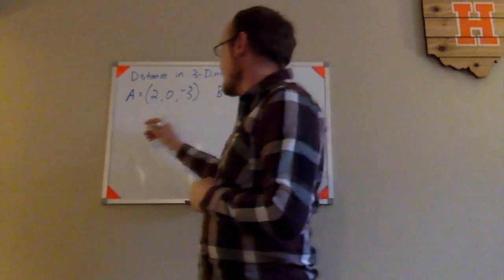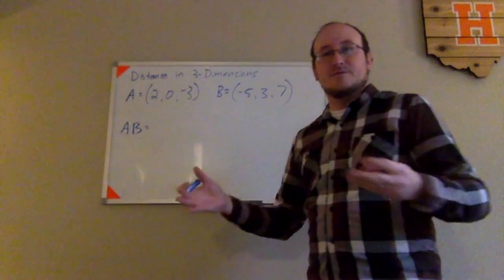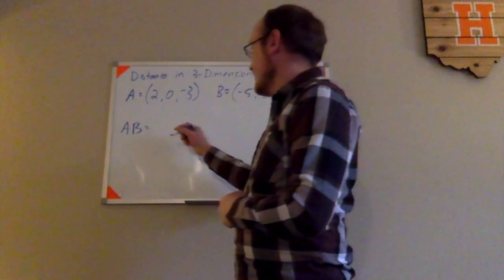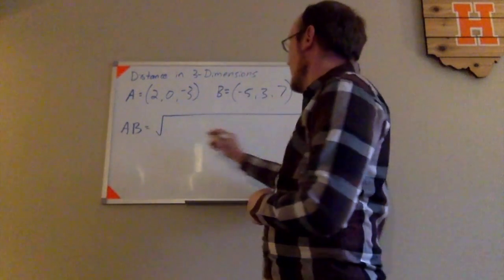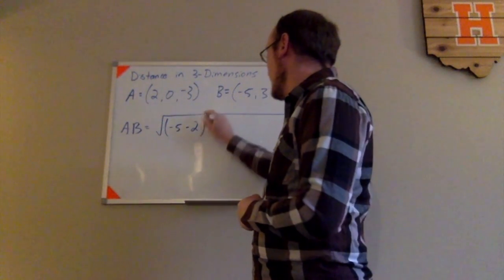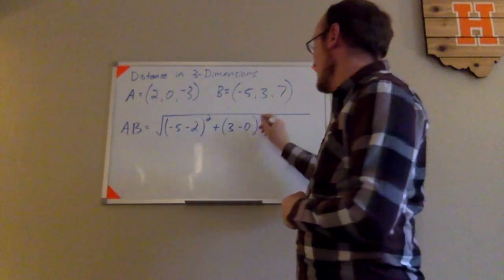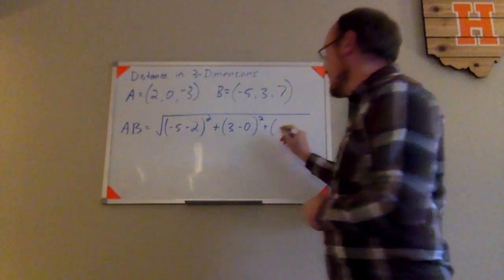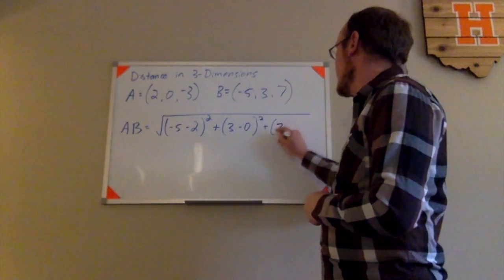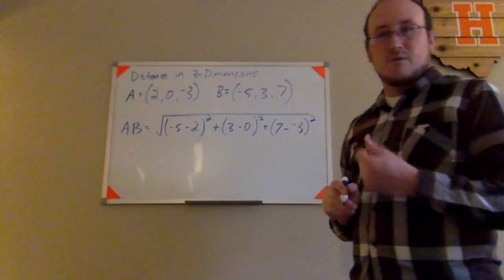So let's set this up and say AB equals, again, that's our notation for the length of segment AB, which would be the distance between A and B, making a connection to geometry there, is equal to the square root of x2, which is negative 5, minus x1, which is 2, that quantity squared, plus y2, which is 3, minus 0, which is y1, that quantity squared. And then finally, the part that makes it different now that we're in 3 dimensions, we also have a z-coordinate. We do the same thing there. We have z2, which is 7, minus z1, which is negative 3, and we have that quantity squared as well.